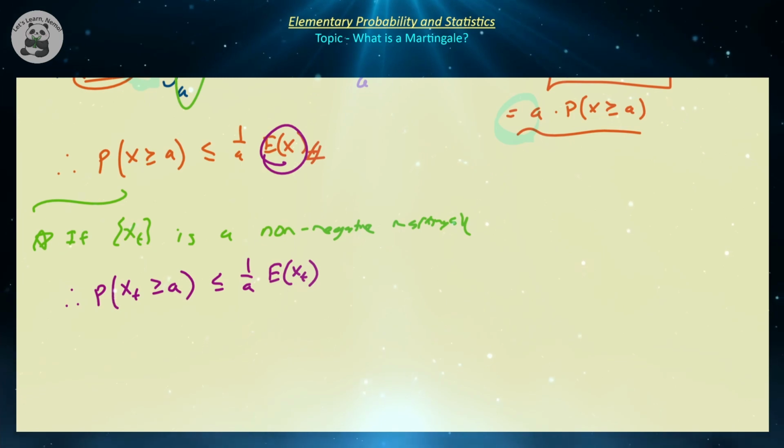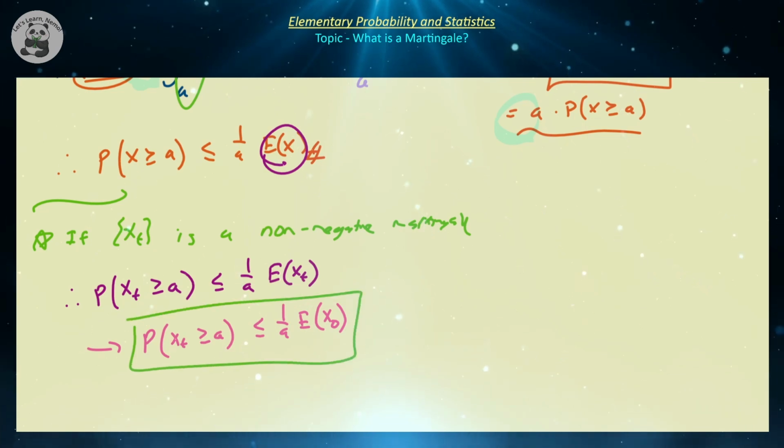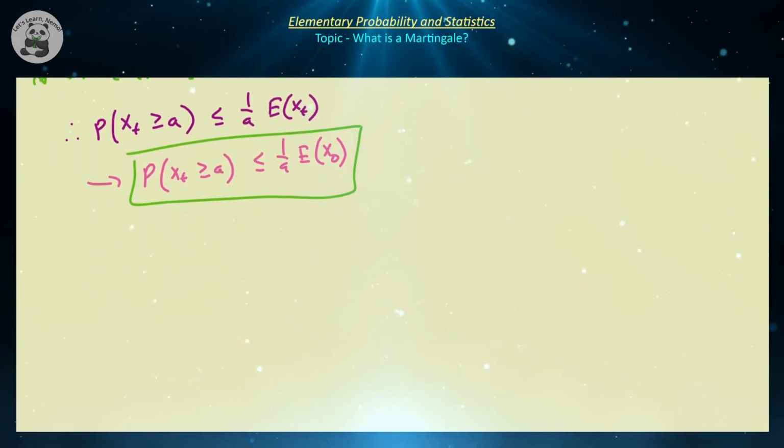But by the sequence that we've already proven inductively, we have that if xt is a non-negative martingale, by this Markov inequality, the probability of xt greater than or equal to a will always be less than or equal to 1 over a times the initial expectation. All right, so we have this very beautiful inequality for non-negative martingales. Right, so that's actually very interesting.